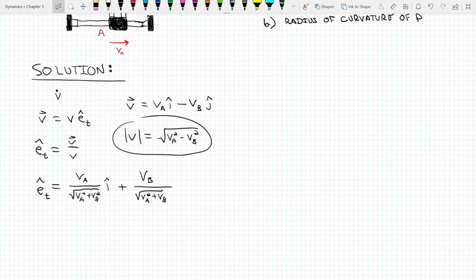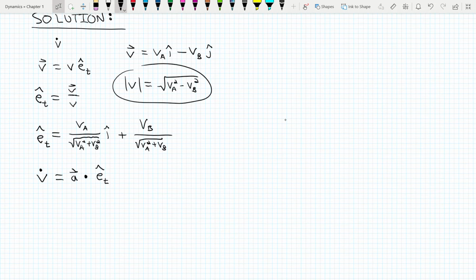And we know that V dot is equal to the acceleration vector dot E sub T hat, which gives us the final equation: V dot A times VA plus V dot B times VB, over the square root of the squares again. We just combined the fraction, skipped a few steps to save time.